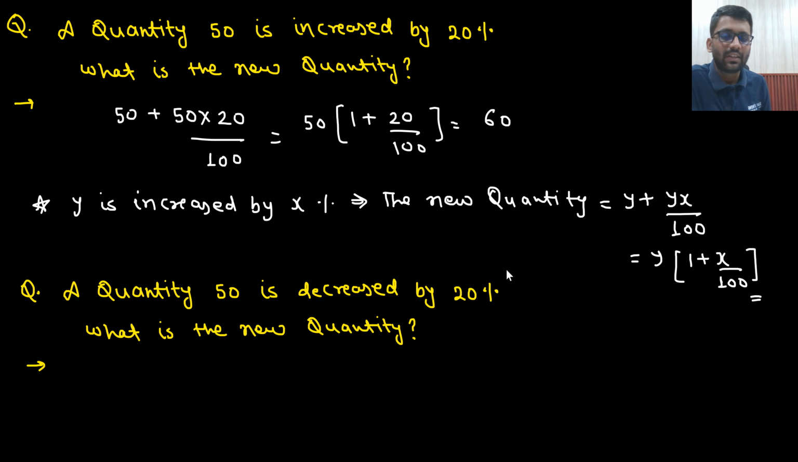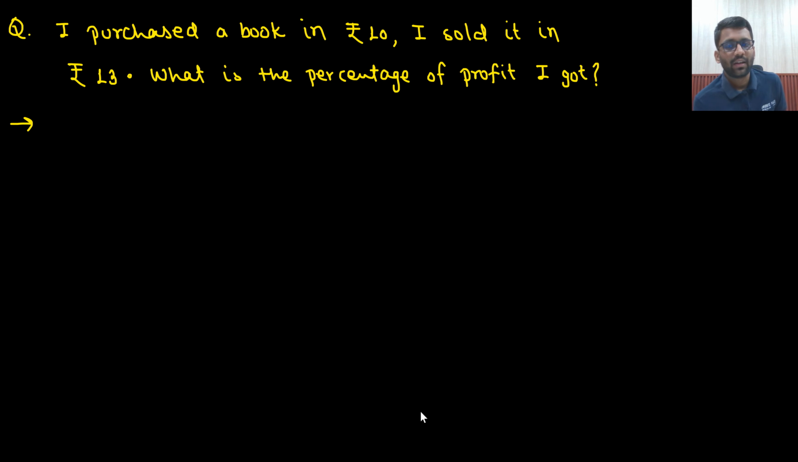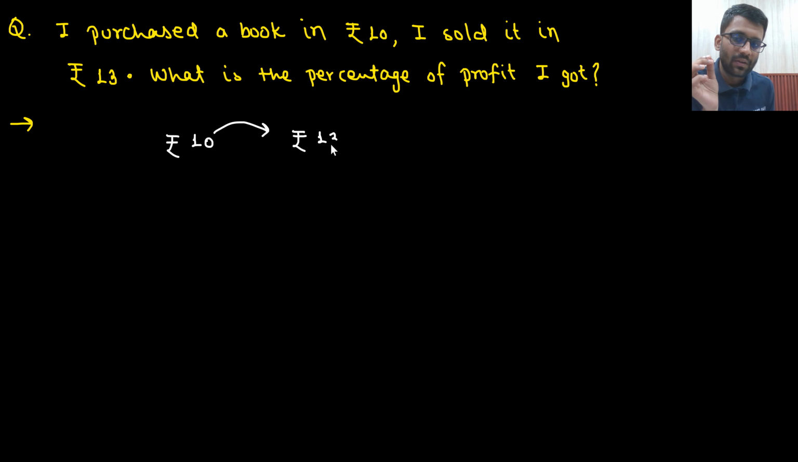A quantity 50 is decreased by 20%, then what will happen? Decreased by 20%. That means 50 minus 20% of 50. That would be what? 40. That's it. I purchased a book in 10 rupees. I sold it in 13 rupees. What is the percentage of profit I got? I purchased it in 10 rupees. Cost price was 10 rupees. I sold it in 13 rupees. How much I got? 30%.